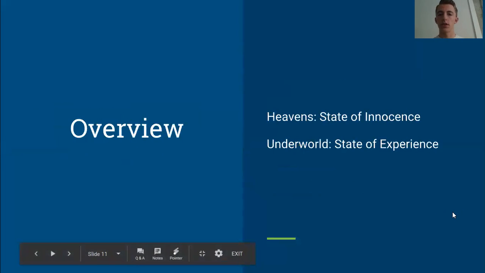So just an overview. Heaven's state of innocence is just where Kaladin begins, in his status quo where he is. And he goes from there down to the underworld, or a state of experience, where he's just experienced so much. He's had so many things happen in his life, and he's known so many people and lost so many people and been hurt so many times. And so it's basically just an increase in experiences and knowledge, life experience.